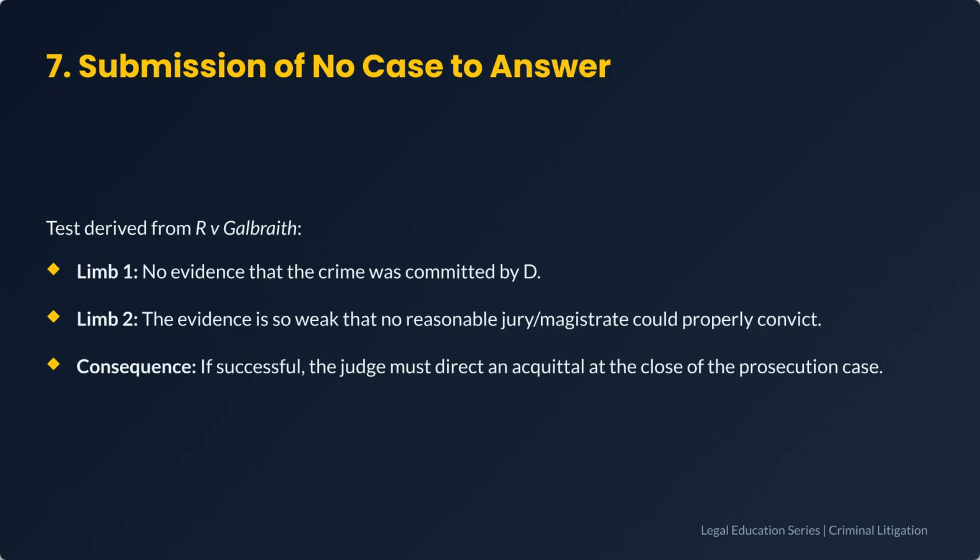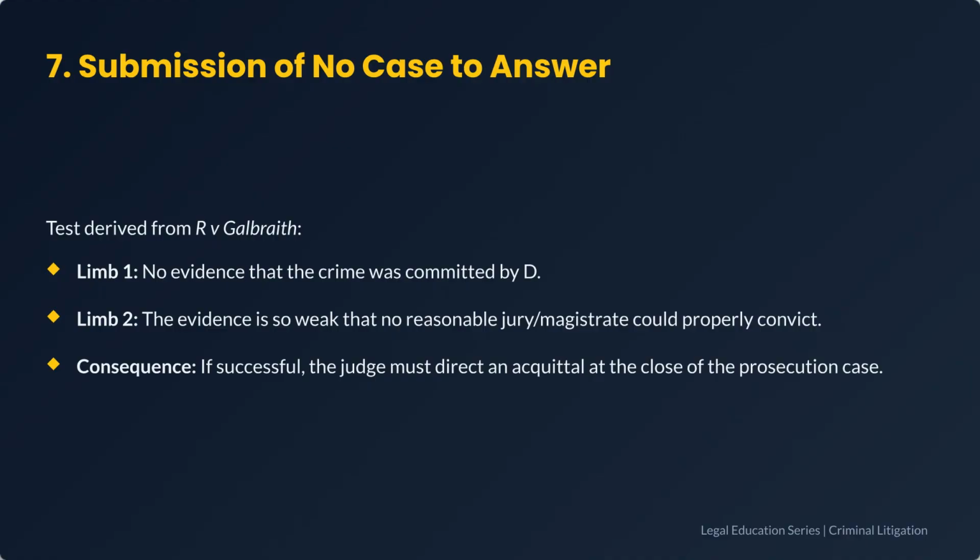Submission of no case to answer. This is your procedural stop button, used at the close of the prosecution's case. In this situation, you apply the Galbraith test. Under Limb 1, there is no evidence that the offence was committed. Under Limb 2, the evidence is so weak, vague, or inconsistent that a reasonable jury properly directed could not convict.